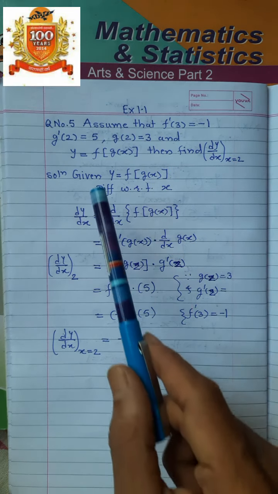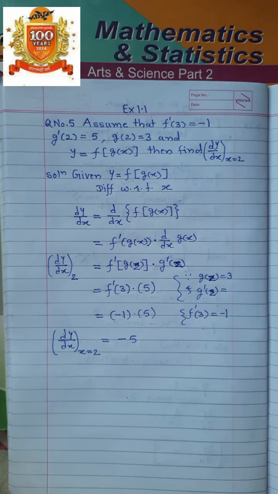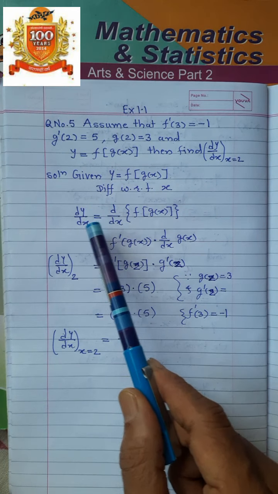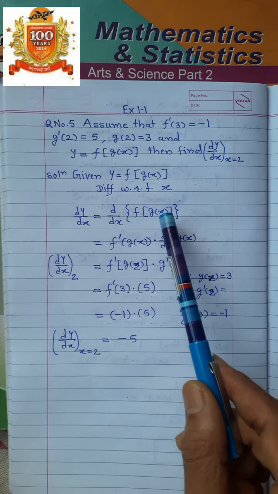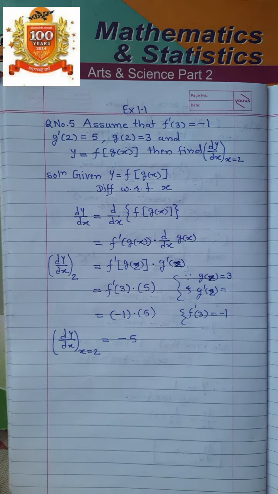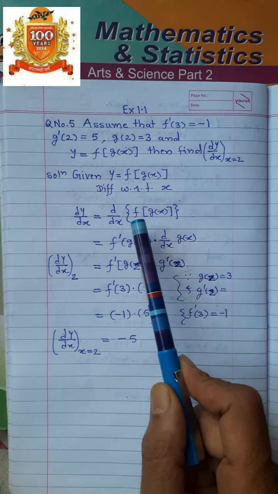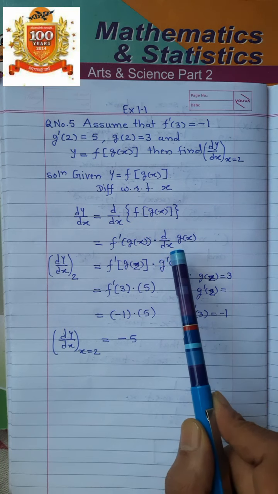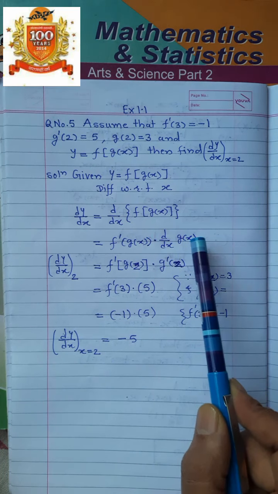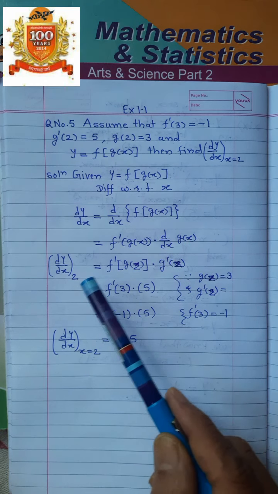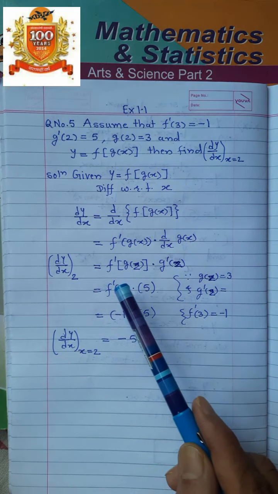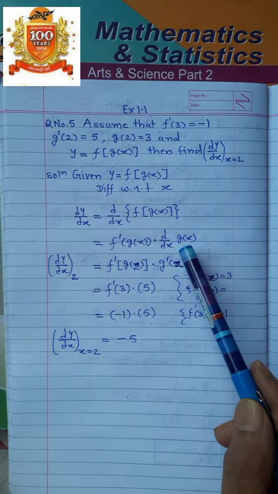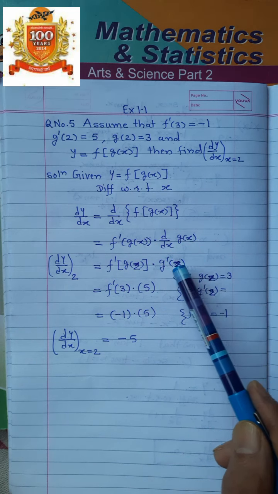Solution. Given that y is equal to f(g(x)), differentiate this function with respect to x. We get dy/dx is equal to d/dx of f(g(x)). The derivative of f with respect to x is f'(g(x)) into the derivative of g(x). Now dy/dx at x equal to 2 is f'(g(2)) into the derivative of g(x), which is g'(x), at x equal to 2.